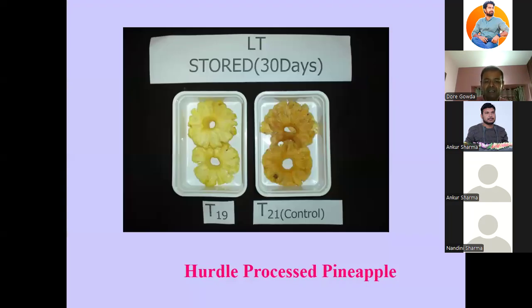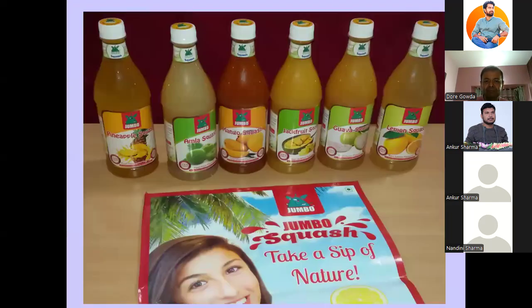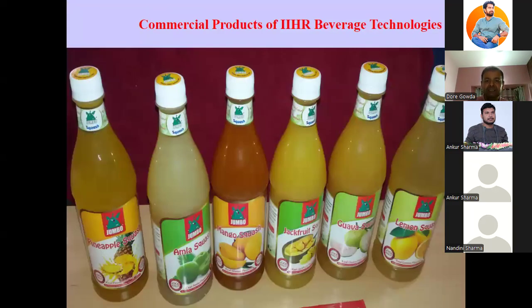This is hurdle processed pineapple, hurdle processed sapota. These are some of the juices prepared commercially by our client. This is one company by name Jumbo. They are from AP, Andhra Pradesh. They have taken this juice making technology from IIHR and they are commercially producing and marketing. So these are their products.